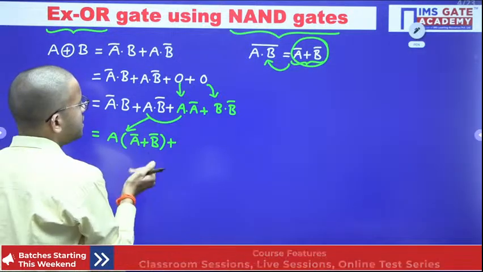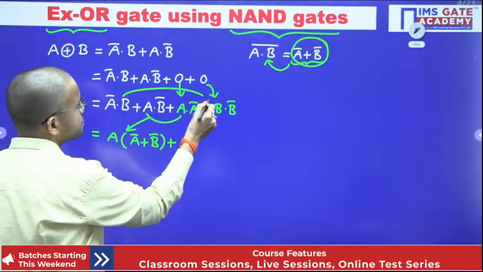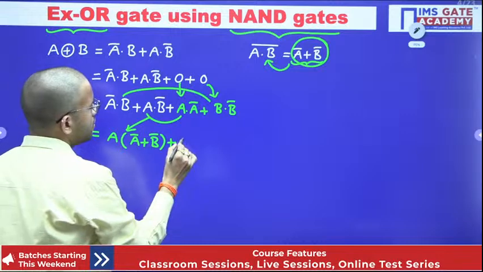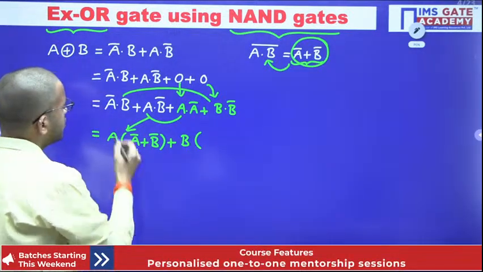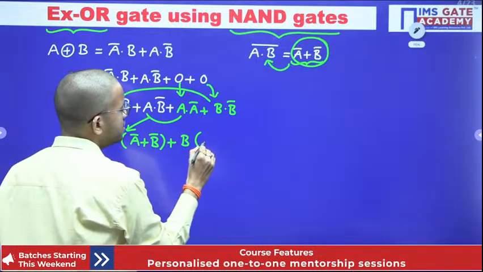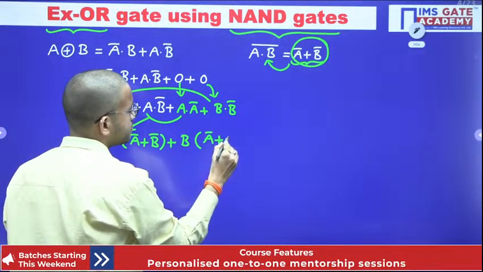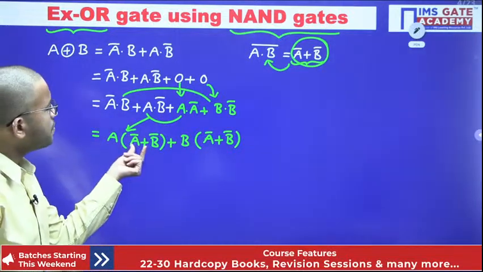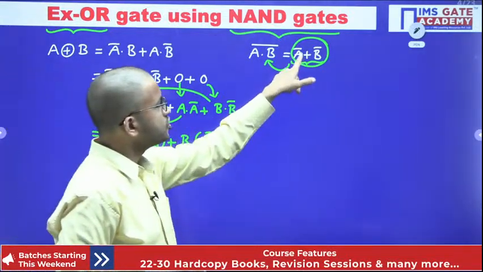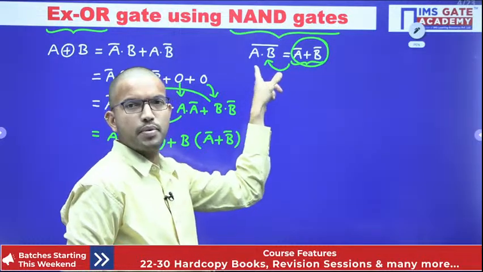Similarly, the first and last terms. From those two terms, you can take B as common. Once you take B as common, once again you are getting A bar plus B bar. Now you can observe you are getting A bar plus B bar. That means you can write A bar plus B bar as AB bar.